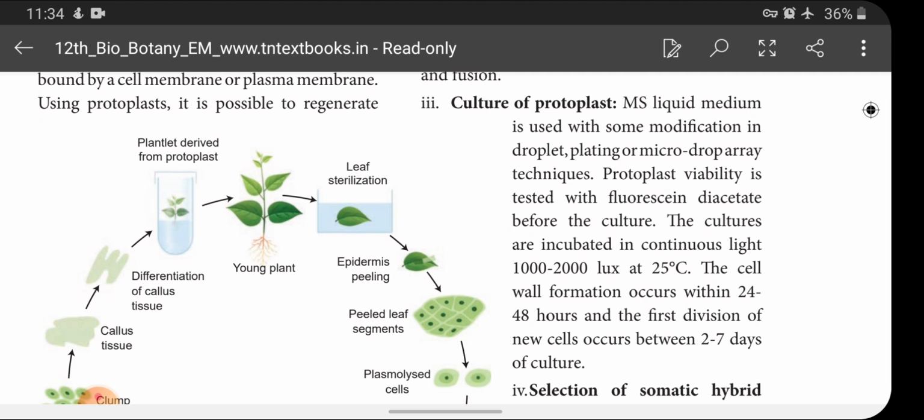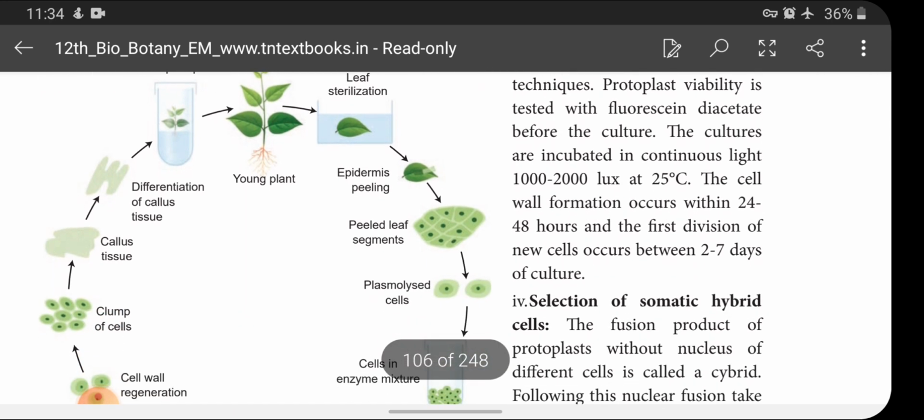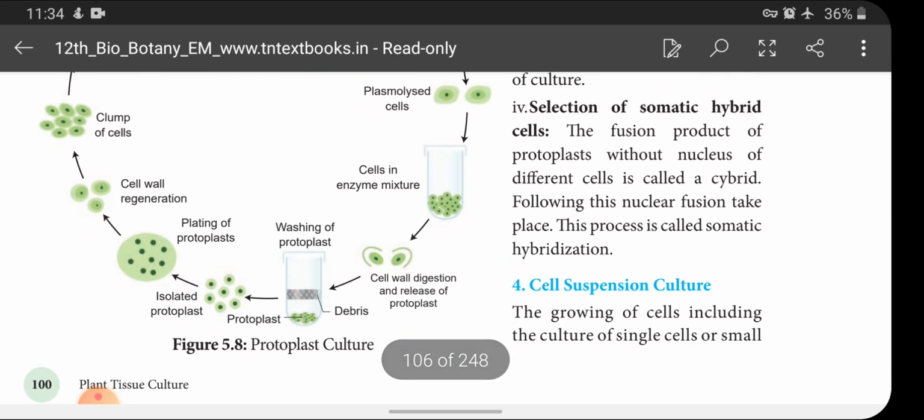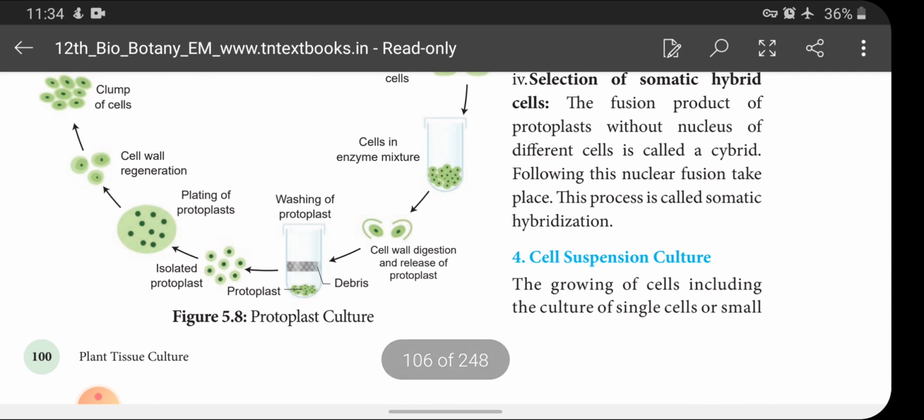Okay, because protoplast is without a cell wall, isn't it? So when this treatment has taken place, the cell wall formation happens during the culture of protoplast, between 2 to 7 days of culture. Okay, now cell wall formation has taken place. Next, selection of somatic hybrid cells, the fusion product of protoplast. Please refer to the diagram for all these, children.